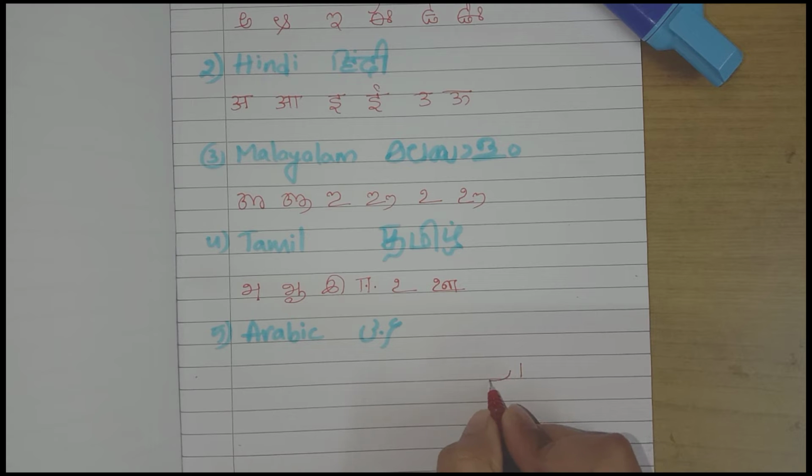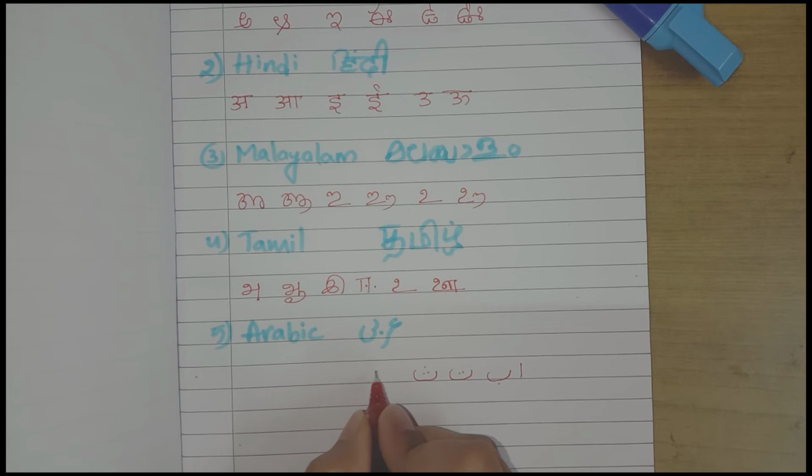First letter is Alif, and second is B, third is Ta, and fourth is Tha, and next is Jim, next Ha, and next is Kha.